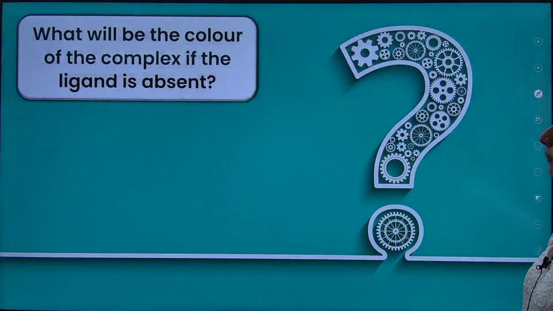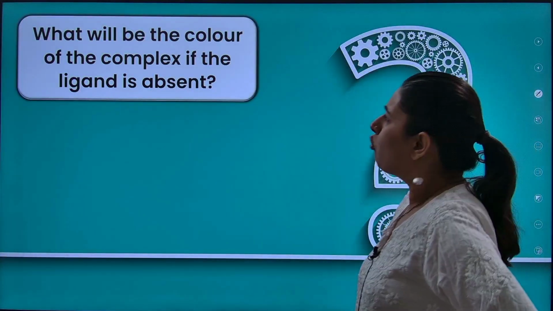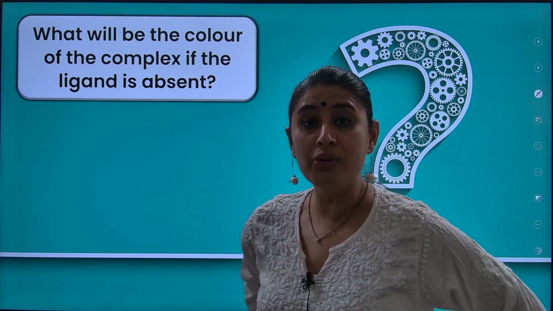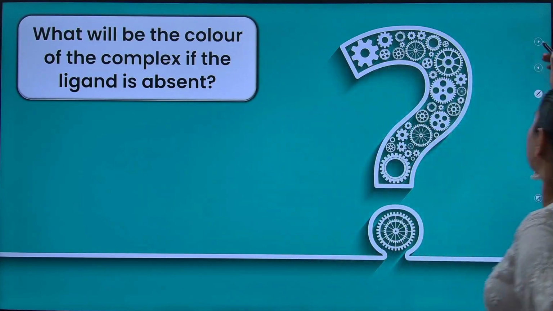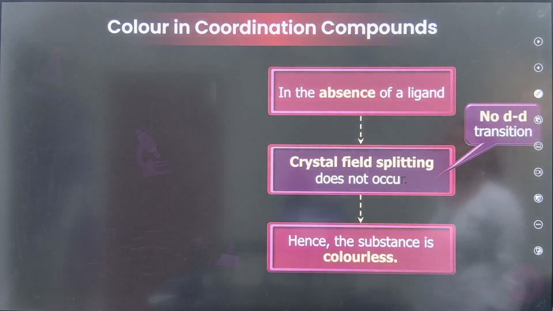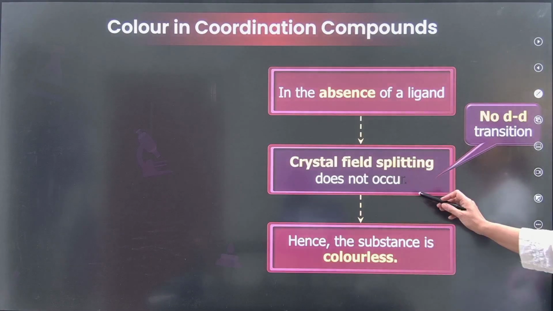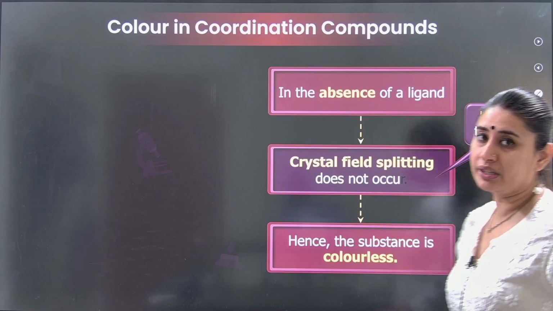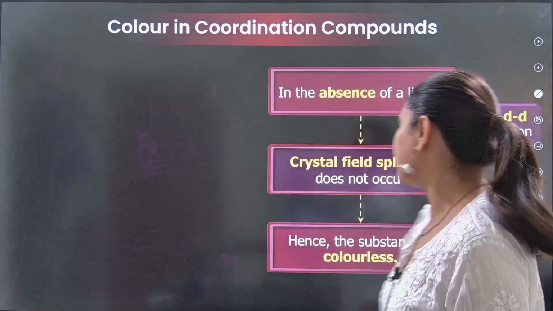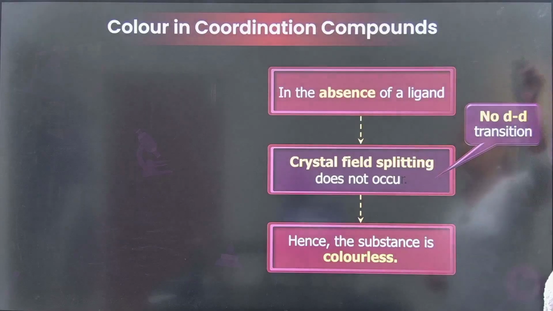Going ahead. What will be the color of the complex if the ligand is absent? If there is no ligand, what will be the color? Okay, this is an interesting question. So in the absence of a ligand, the crystal field splitting does not happen. That means d-d transition does not happen. And if d-d transition does not happen, it should be colorless.